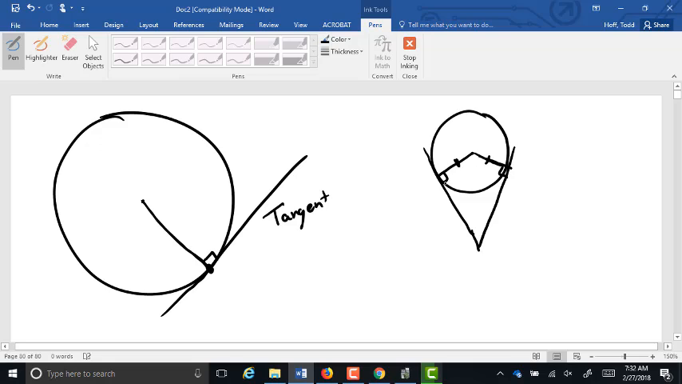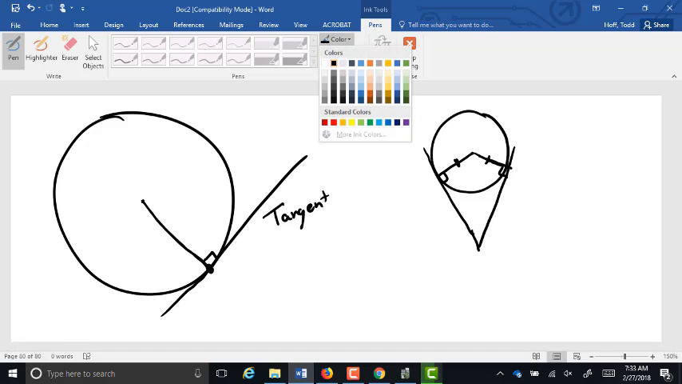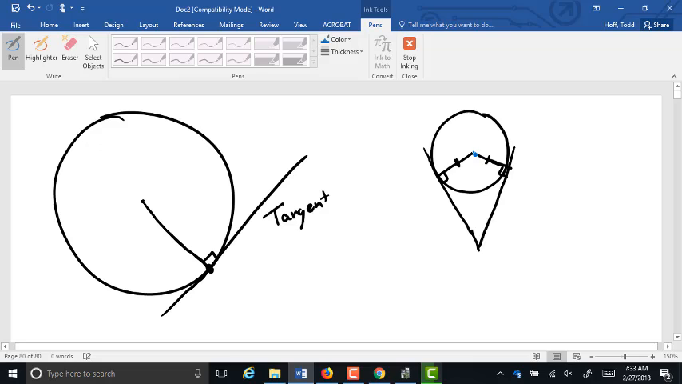Now we're going to know that the two radii are going to be equal, so that's going to lead to some other things as well that we can look at. For example, let's say we're going to take this and connect the center of the circle to the intersection of those two tangents. This does a couple very important things.